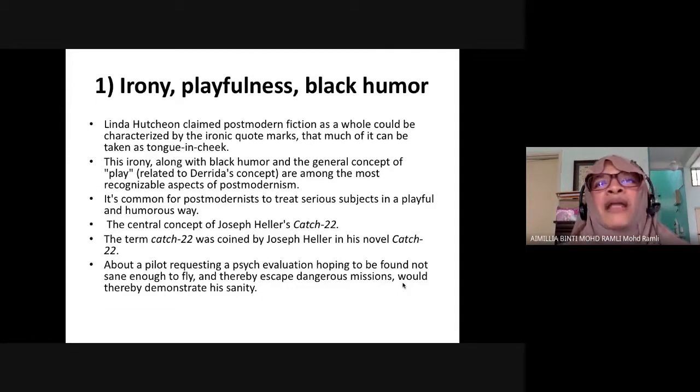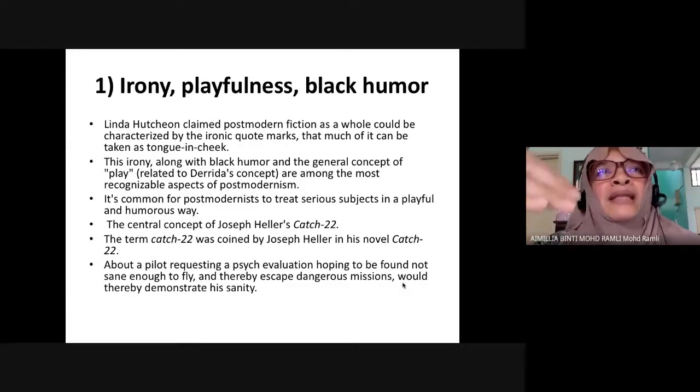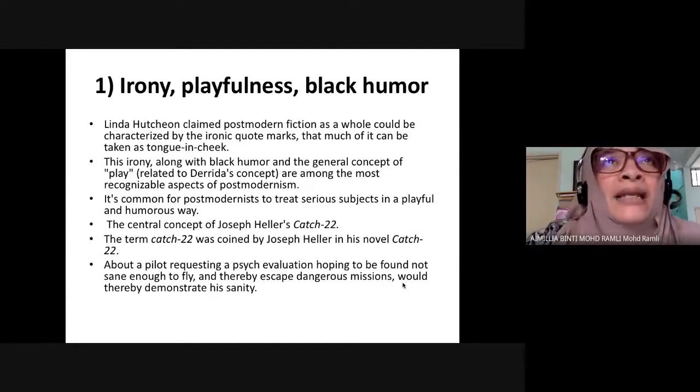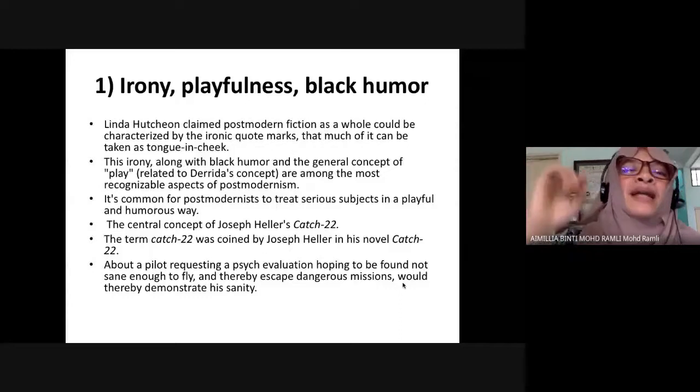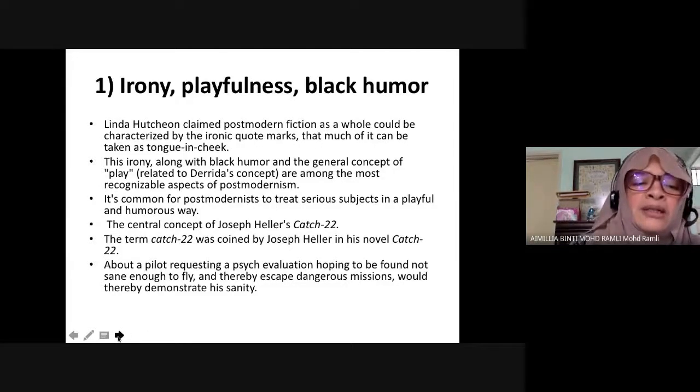Okay, but he wants to actually demonstrate that he's insane through the psychological assessment. So this is the catch-22. He cannot really volunteer to be tested under the psychological evaluation, because to do that he would be declaring that he's actually sane, and this goes against his intention, which is to prove that he's insane because he doesn't want to go to the war. Okay, so it's a catch-22 situation.